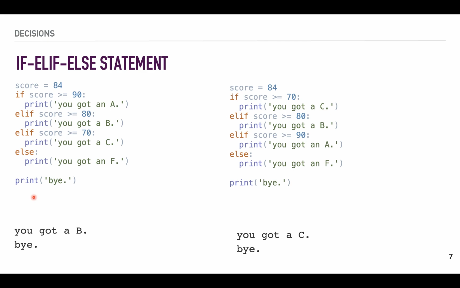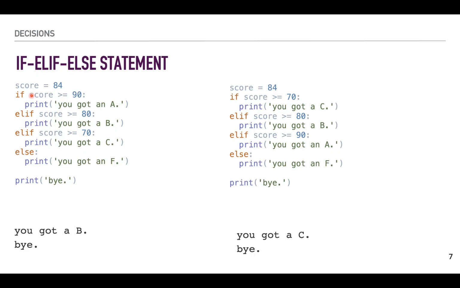The if-elif-else statement nests several conditions. When a condition evaluates to true, its block gets executed. If all conditions evaluate to false, then the else block gets executed.